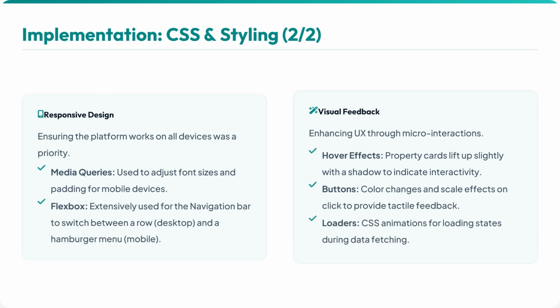Visual feedback is vital for user experience. Interactivity: as you can see in the demo later, when you hover over a property card, it lifts up slightly using transform. This subtle animation tells the user this is clickable.